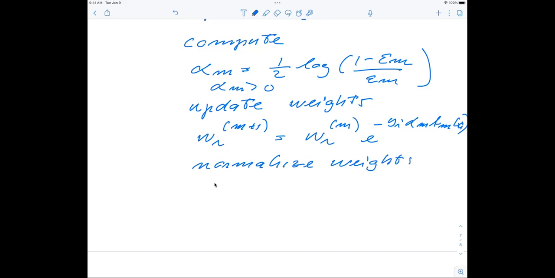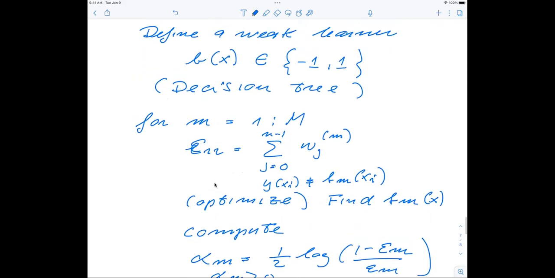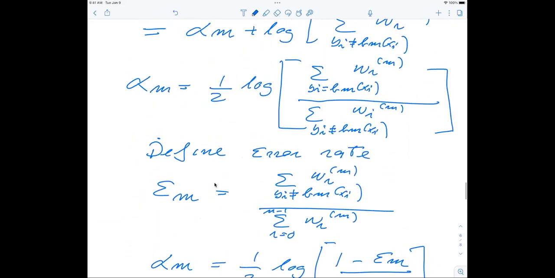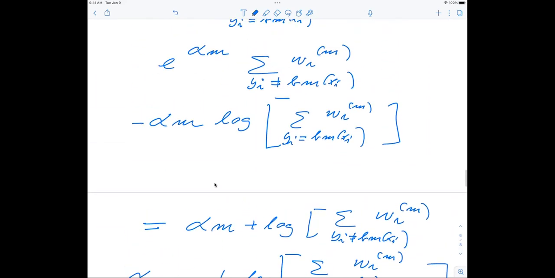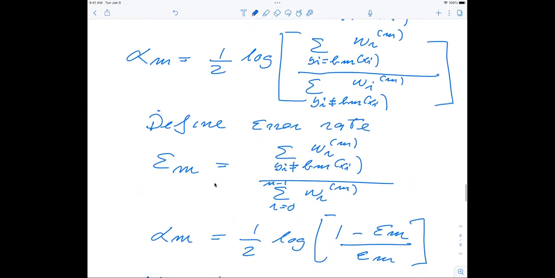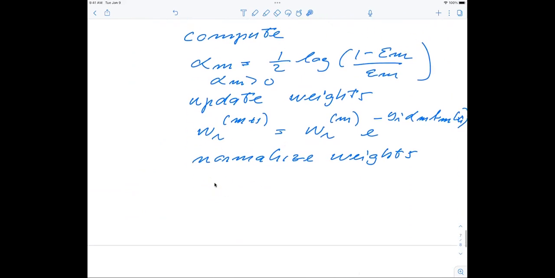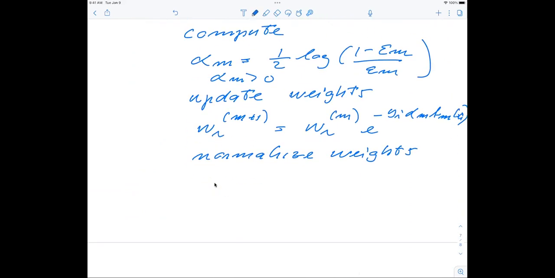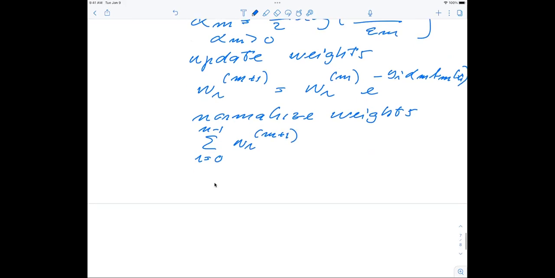because that enters, if you look at the equation which we had up here, we did normalize the weights because we are defining this quantity epsilon m, the error rate. And in this particular case, we actually need the normalization of the weights. So we're just summing up over all the weights, because we need that to calculate the parameter epsilon of m. So then we normalize the weights, and we have the new sum over i equals 0 to n minus 1 of w_i of m plus 1. And this is the end.